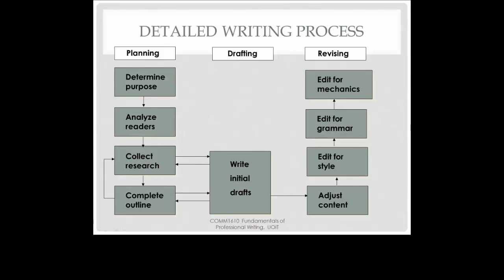As you become a stronger writer, you may blend some of these steps, but it's important to think of them separately. The final two steps of the revision stage are editing for grammar and editing for mechanics. So mechanics refers to things like sentence and paragraph structure.